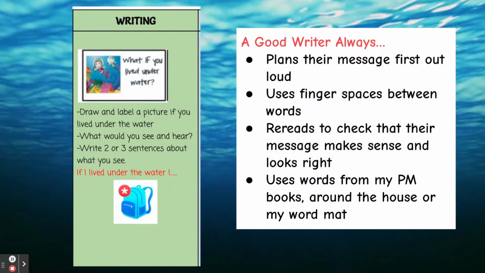So for today's writing, you need to draw and label a picture if you lived under the sea or under the water, and you need to talk about what you could see and hear. You need to write 2 or 3 sentences about what you can see and what you can hear. You might like to start your writing with, if I lived under the sea or under the water, and then you need to finish that sentence.